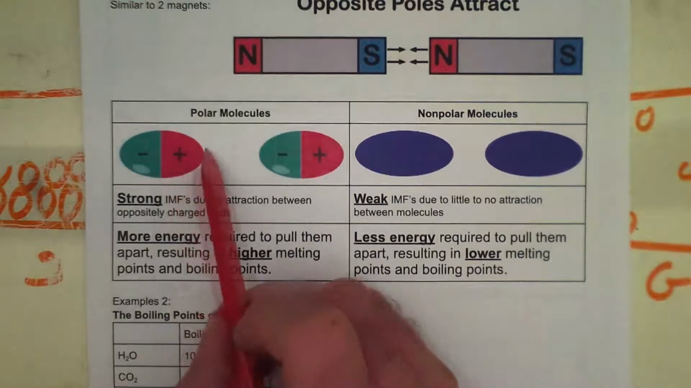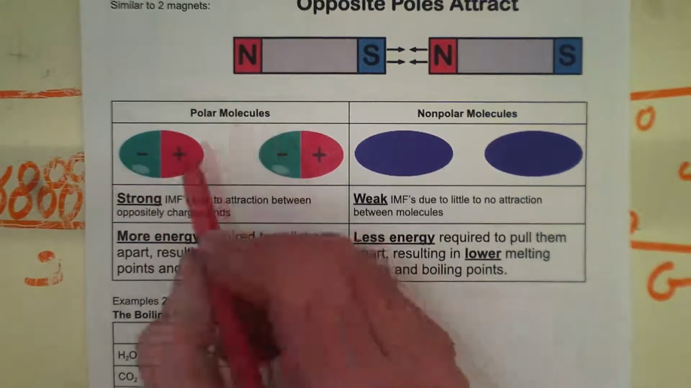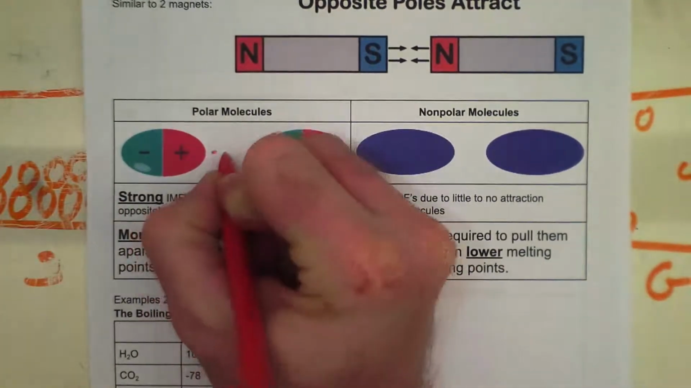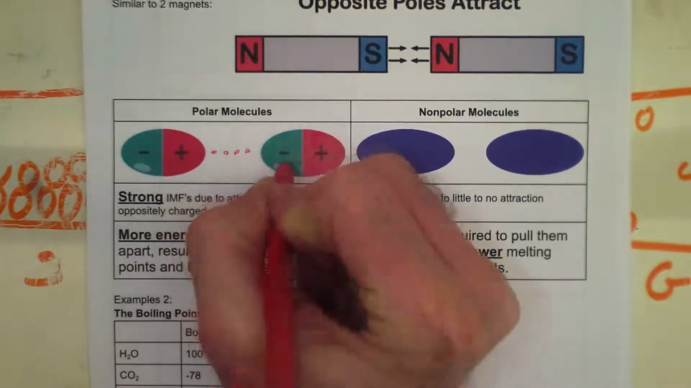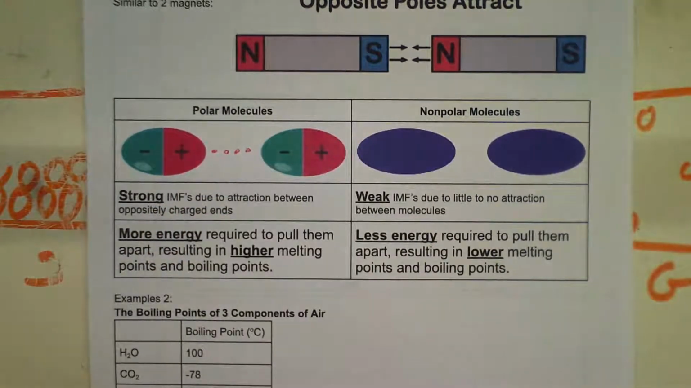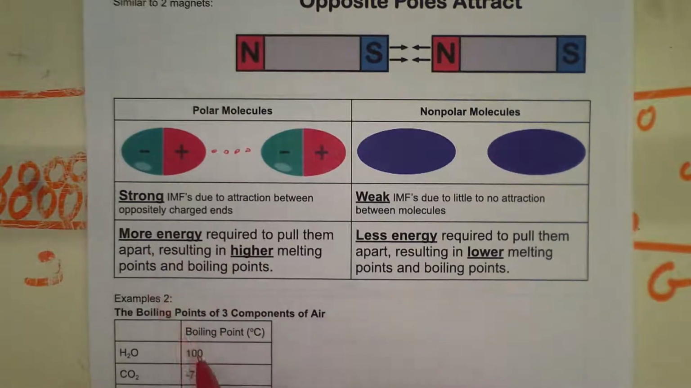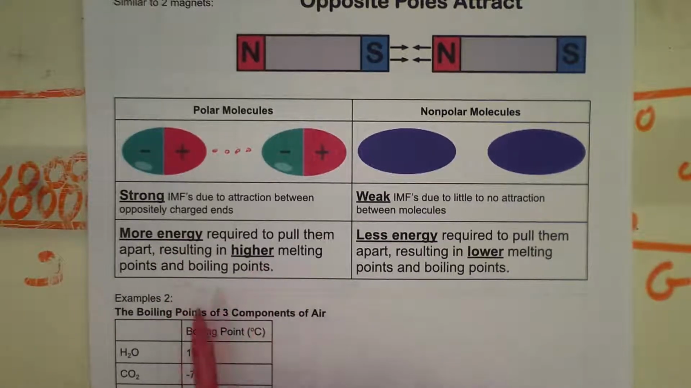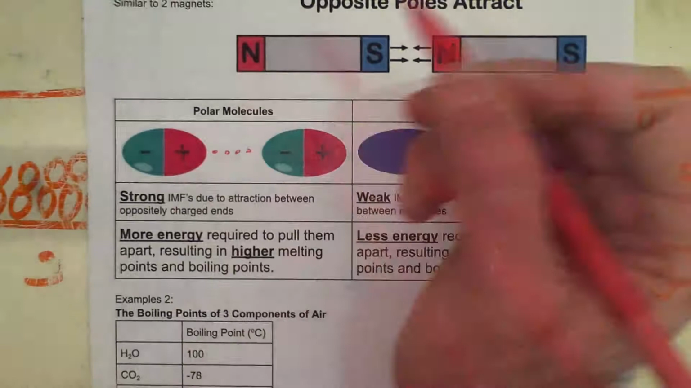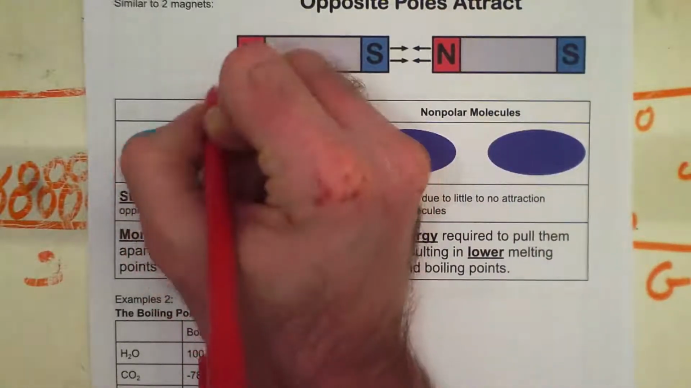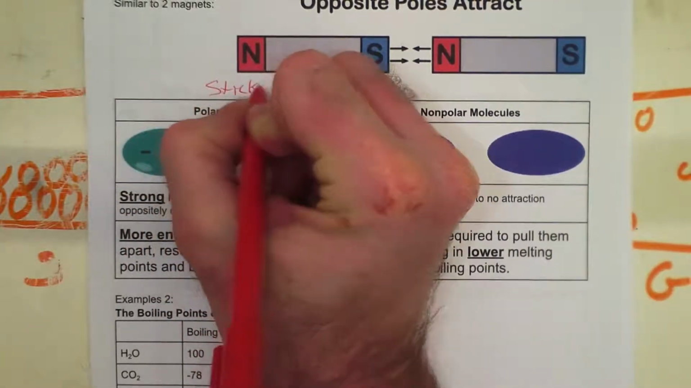Polar molecules have a positive half and a negative half, and that positive half is going to feel an attraction for the negative half of another one because opposites attract. So there are strong intermolecular forces with polar molecules, and therefore more energy is required to pull them apart, requiring higher melting points and boiling points. And if I haven't been clear so far, polar molecules are super sticky.